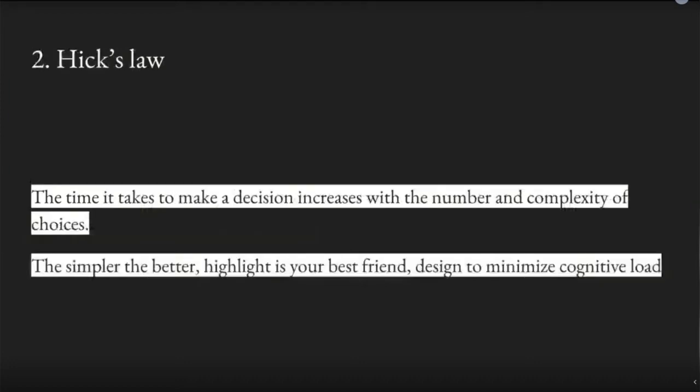So the second law is Hick's law. Hick's law says that the time it takes to make a decision increases with the number and complexity of choices. I think you guys have heard this like a million times. And yet, when we design an application, a lot of people didn't think about this, right? It's not that they forget about it, but I think it's not a priority for a lot of people.